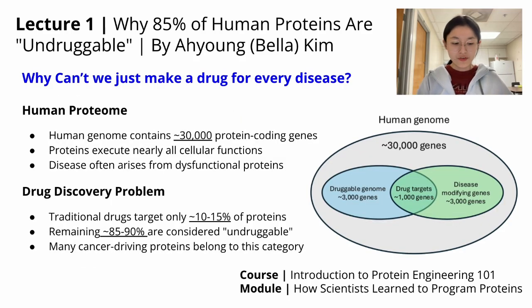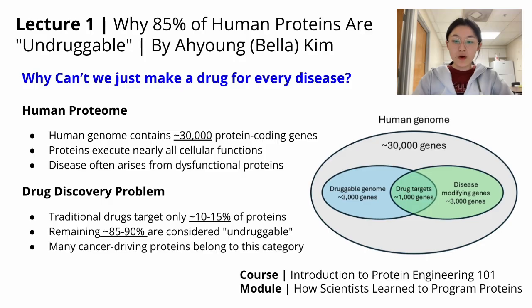Right, so we're going to start with a very basic question. Why can't we just make a drug for every single disease that's out there? Well, I think to tackle this question, we really need to look at the composition of the human proteome. The human genome contains approximately 30,000 protein coding genes, and proteins execute nearly all of the cellular functions in the body. And diseases often arise precisely because these proteins are dysfunctional.